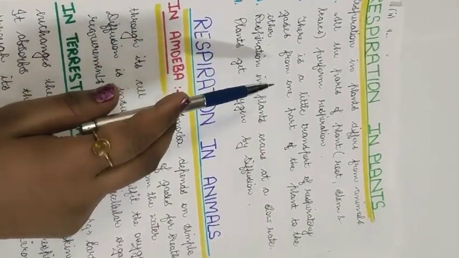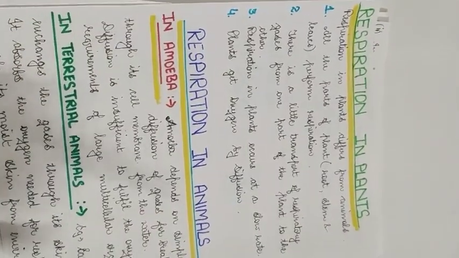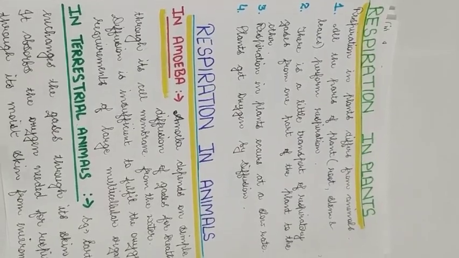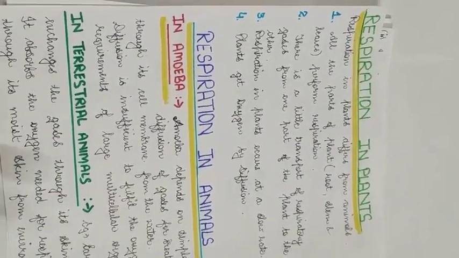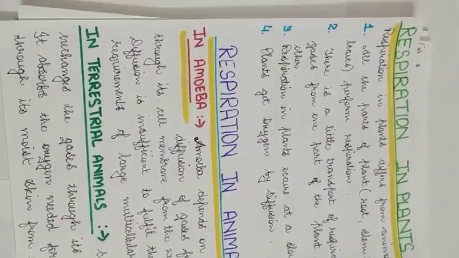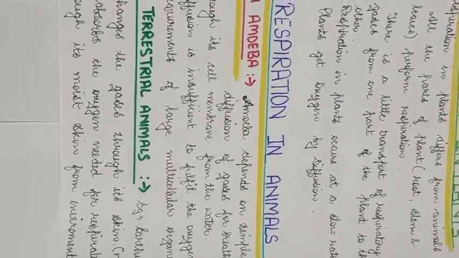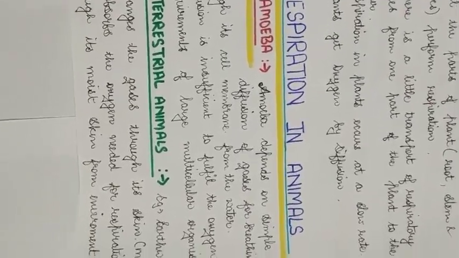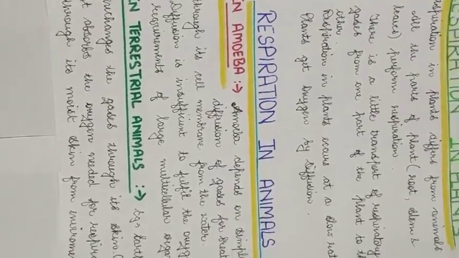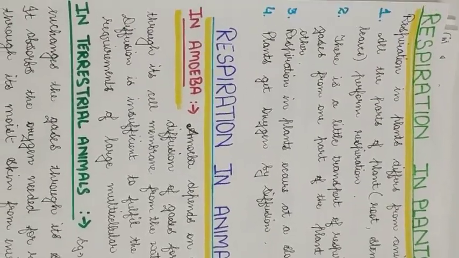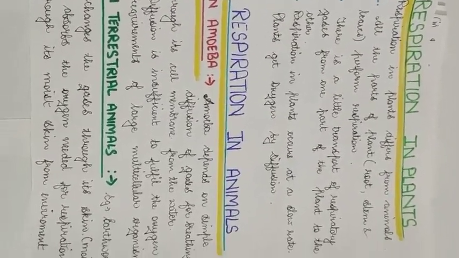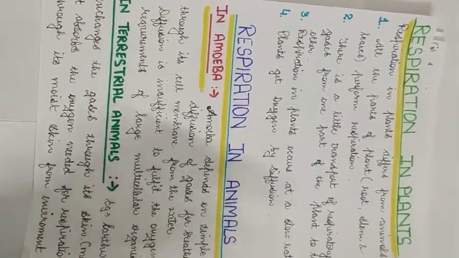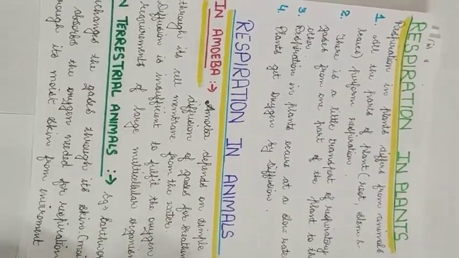The other point is that there is very little transport of gases, only from one part to the other, because it's a very slow process. They don't need to make energy out of this respiration, because they make their food with the help of photosynthesis. They just need to survive in the night time, so they use this. So very little transport of respiratory gases is done. That is, they will take very little oxygen, not like we are taking.